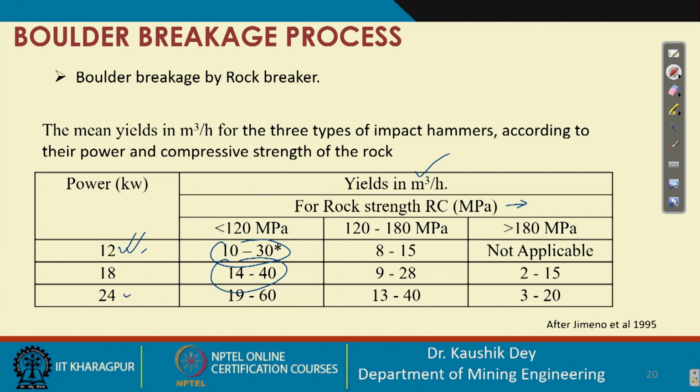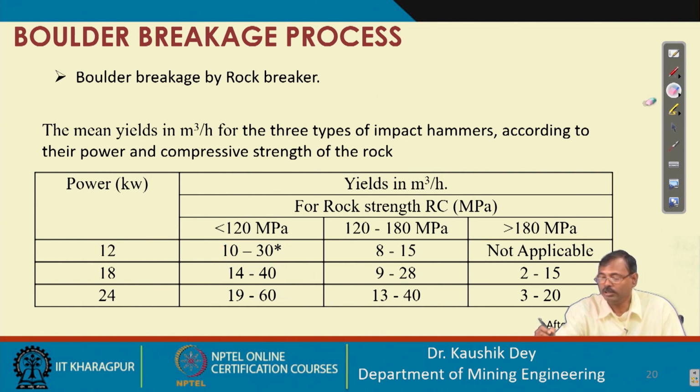But if the power is 24, we can have 19 to 60 meter cube per hour production in case of less than 120 MPa. So, this depends on the rock strength. The possible yield from the three types of hammer is given in Gimeno, which is represented here directly from Gimeno.